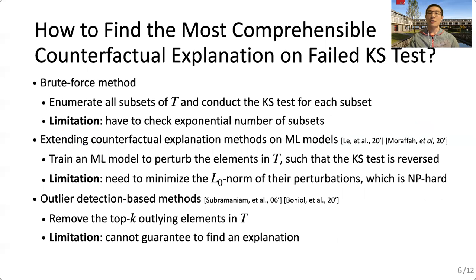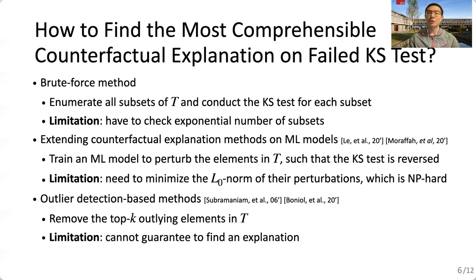A brute force method to find explanations is to enumerate all subsets of the test set and conduct the KS test for each subset. However, this method has to check an exponential number of subsets. Another way is to train a machine learning model to remove the elements in the test set, such that the KS test is reversed. But this method has to minimize the L0 norm of their perturbations, which is NP-hard.